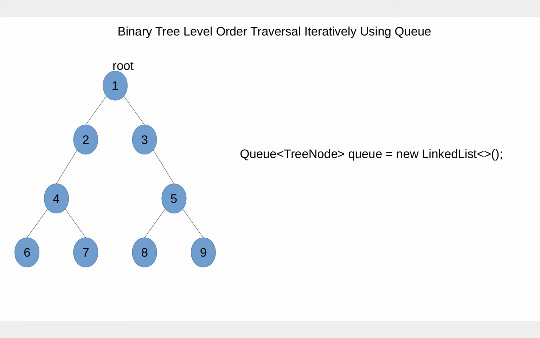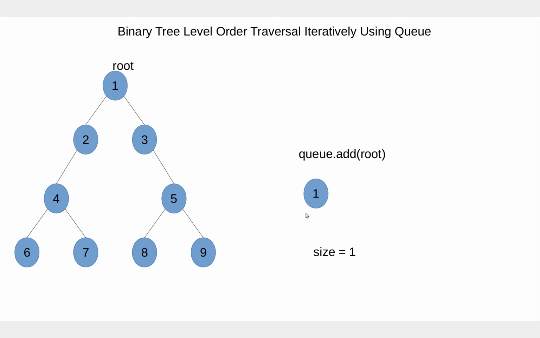Initially, we shall add the root node to the queue. So queue.add of root, and it would look something like this. Now to do level order traversal, at each level we will first calculate the size of the queue. So here initially the size of the queue is equal to 1, because we are at level 0.